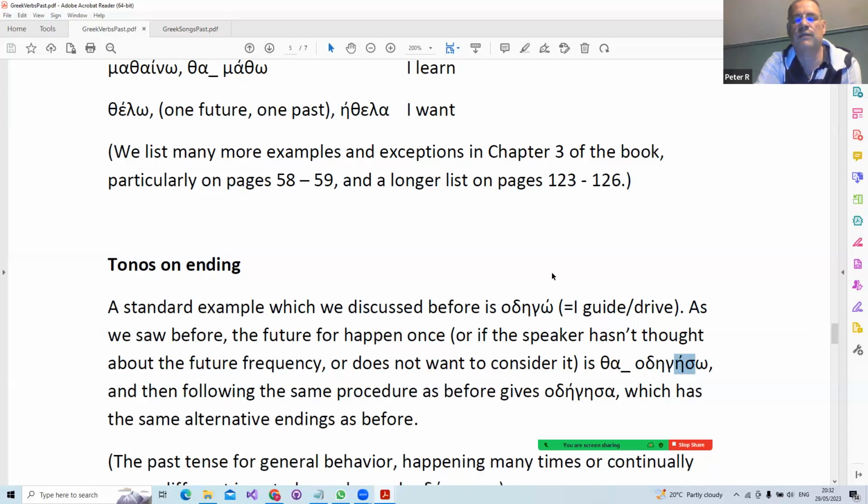So then if you want to follow the procedure above for the past form of it, you would have οδήγησα, because I've changed the ending and I've moved the tonos back one. Οδήγησα. Okay.